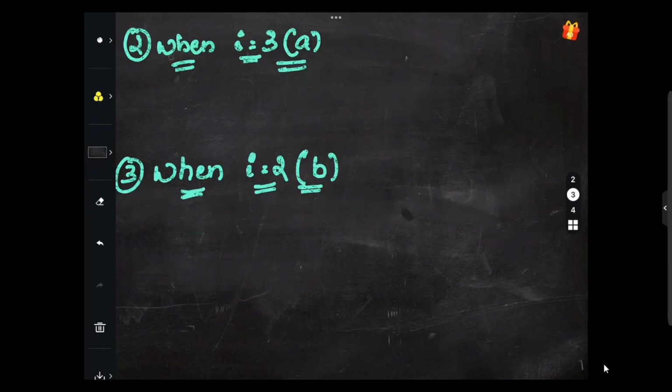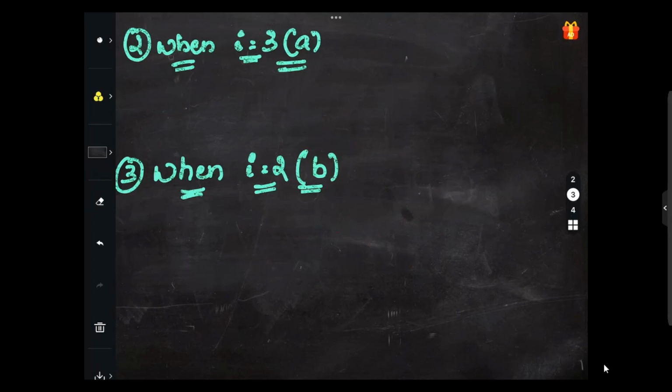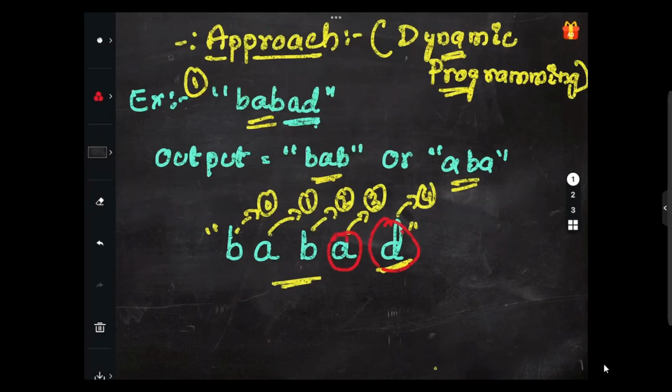So the next step here, when I equals 3. So when I equals 3 means here, when index equals 3, we will be checking for A here. We have to check the palindromic substrings that are ending at A, right? So in this case, it will be A and BA. These are the palindromic substrings that are ending at A and BA here. So by looking at the example, we can say here.